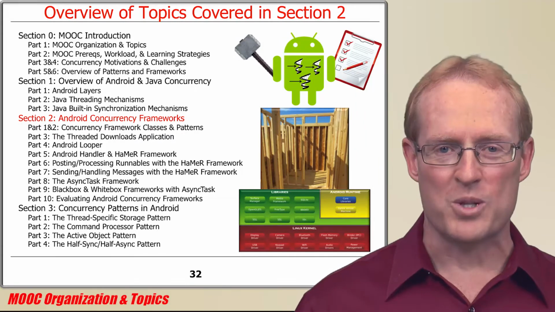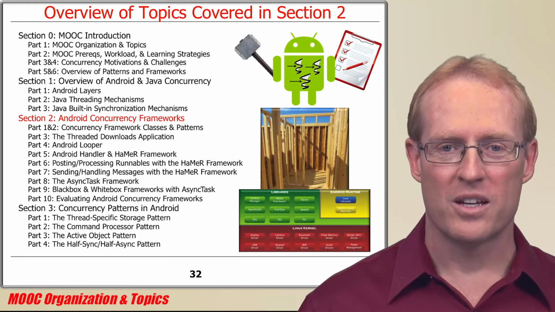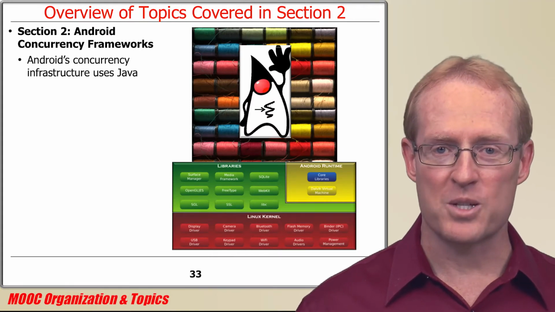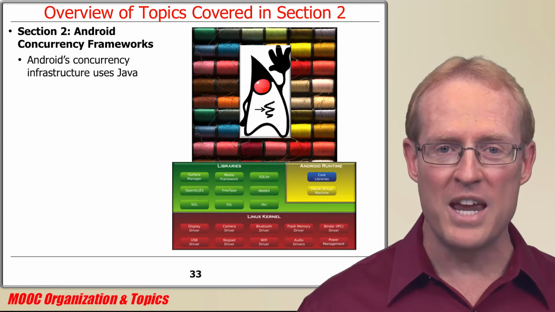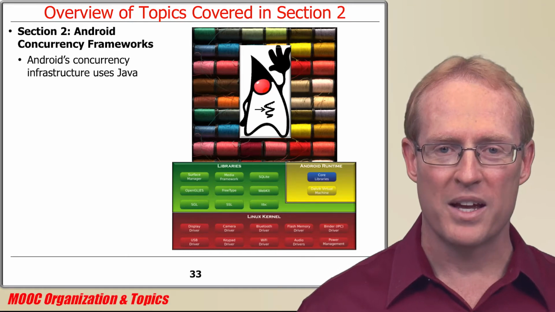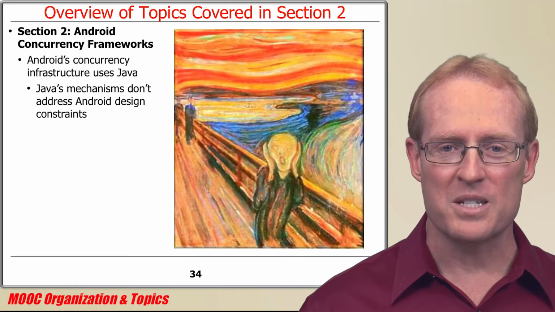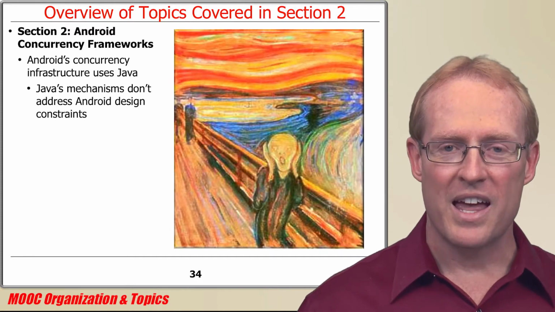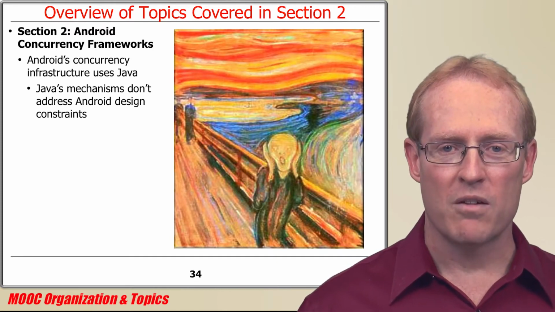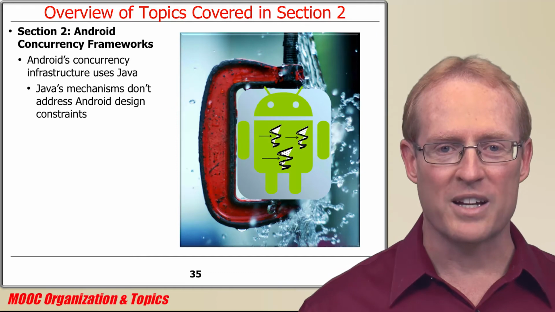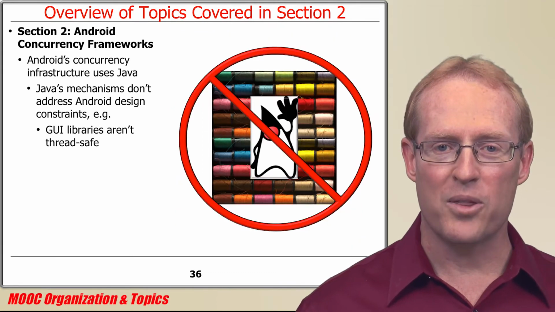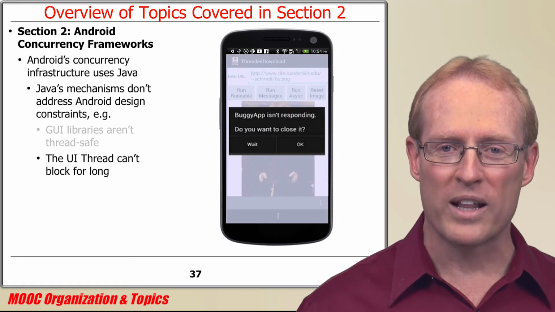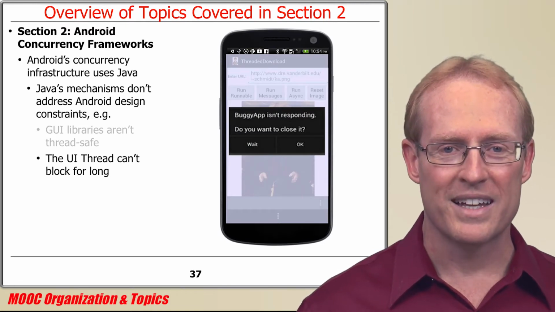Section 2 covers key Android concurrency frameworks. Although the standard Java threading and synchronization mechanisms covered in Section 1 provide the foundation of Android's concurrency infrastructure, these mechanisms can be tedious and error-prone to use in practice. In particular, they don't shield application developers from some of Android's concurrency design constraints, such as its non-thread-safe GUI libraries and its limits on the amount of time the one and only user interface thread can block.